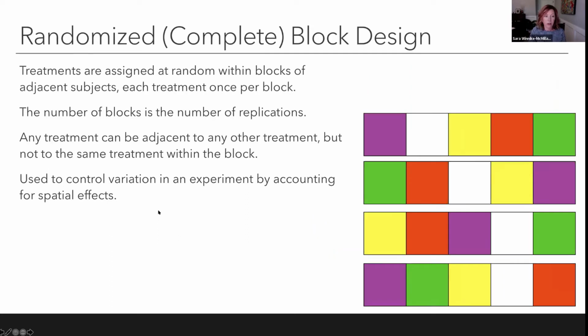And so to correct for that, what sometimes we can think about is creating these rows as blocks. Now each row has one of those 5 colors, but they're randomized within that row. In this case, this would be your block, and these different groups that are different colors are your treatments. So this is a way to control variation and account for different spatial effects that are happening.